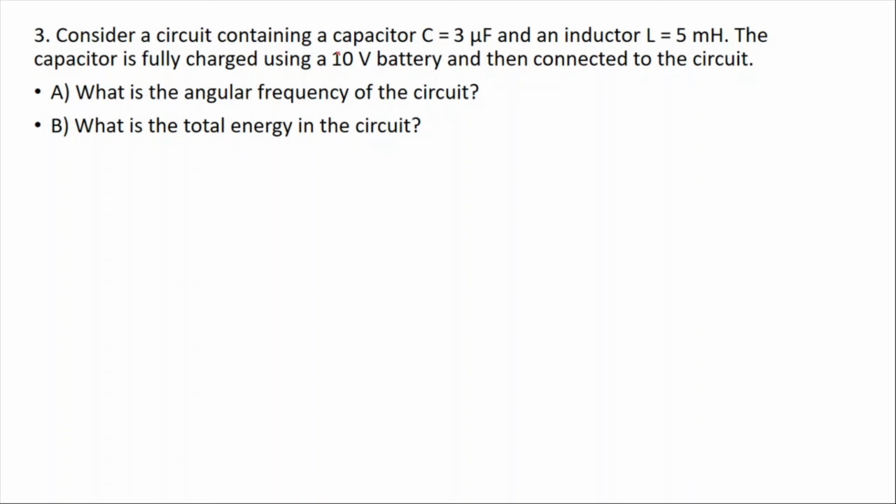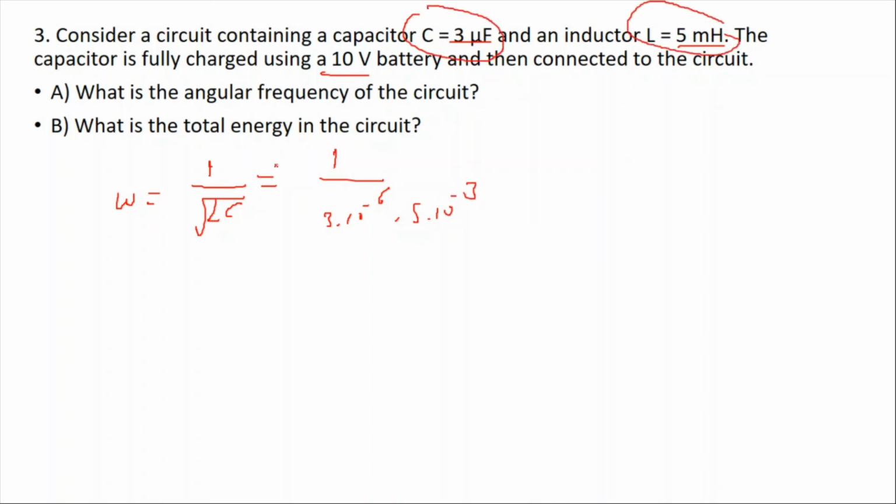Consider a circuit containing a capacitor 3 microfarad, an inductor 5 millihenry. The capacitor is fully charged using 10 volt battery and then connected to the circuit. What is the angular frequency of the circuit? The angular frequency of the circuit omega is equal to 1 over square root of LC. Now we know L and C. They are 3 times 10 to the negative 6 times 5 times 10 to the negative 3, capacitor and inductor, and square root of these two. And if we calculate, it will be equal to 8165 Hertz. This is angular frequency.